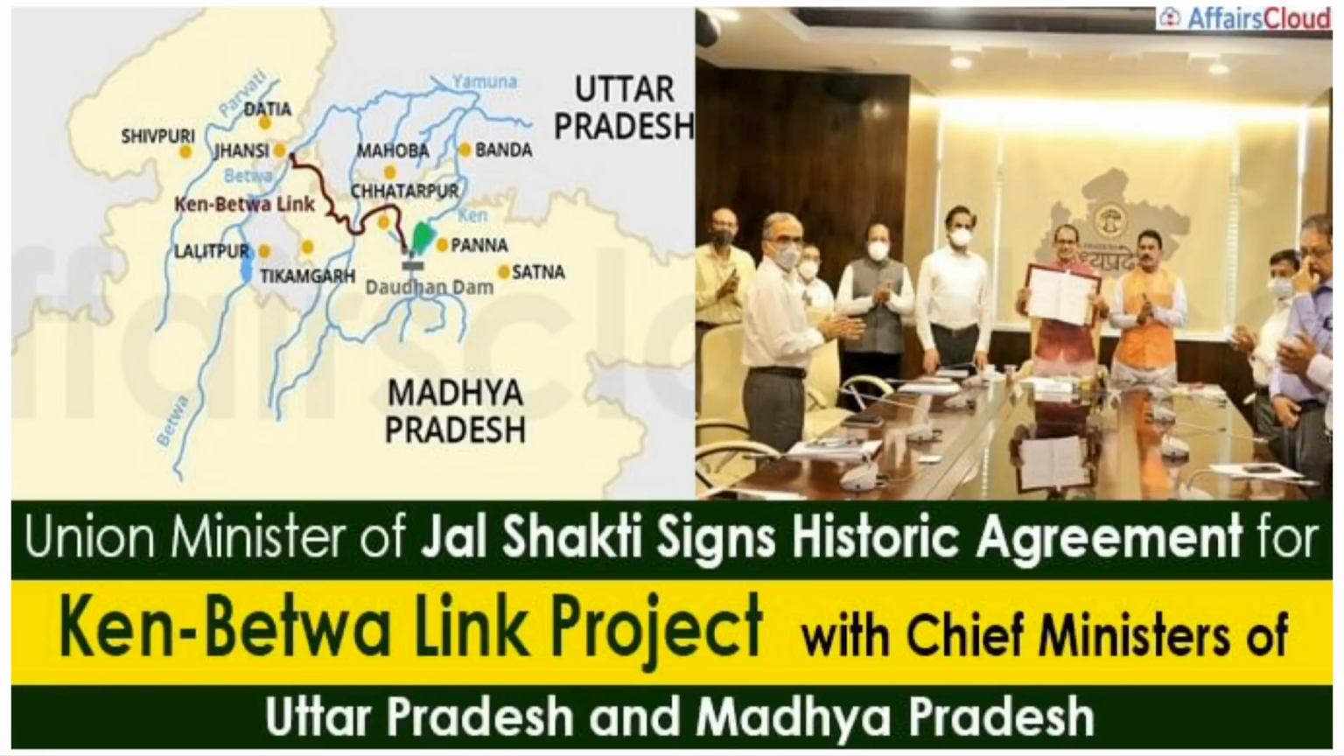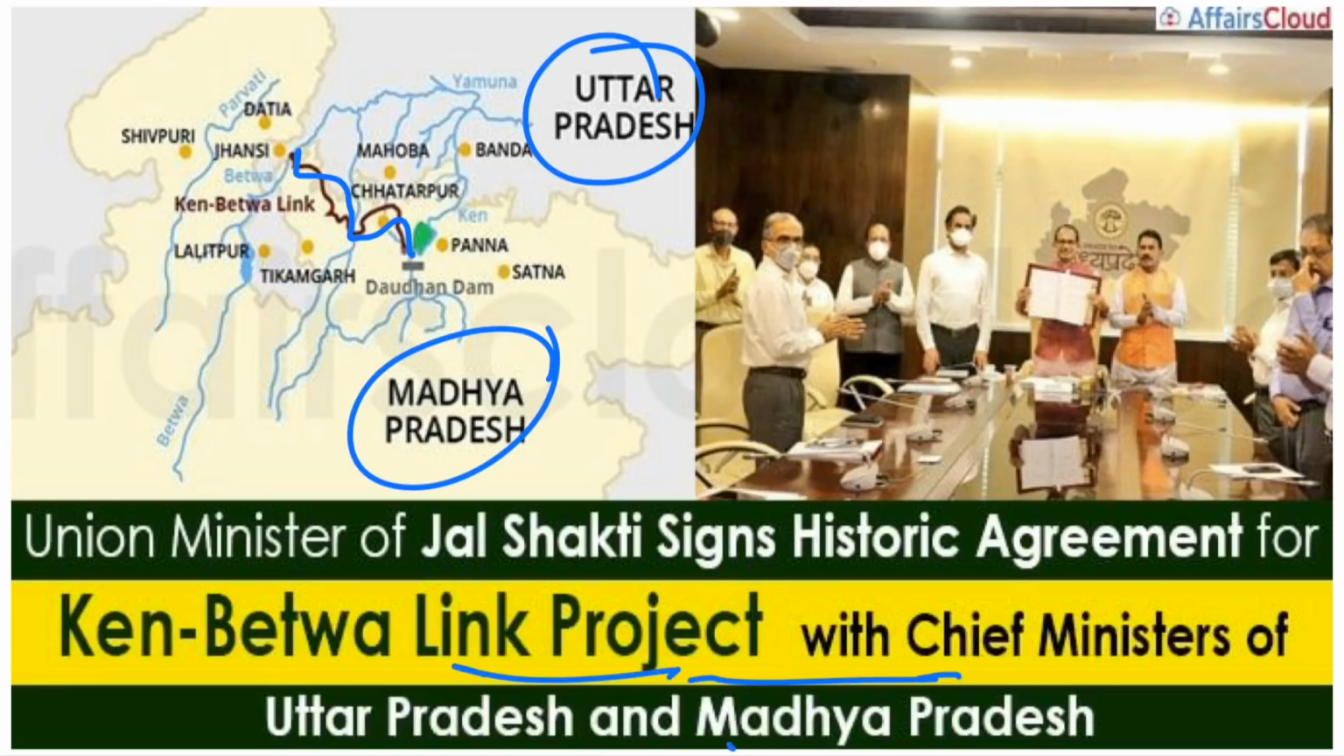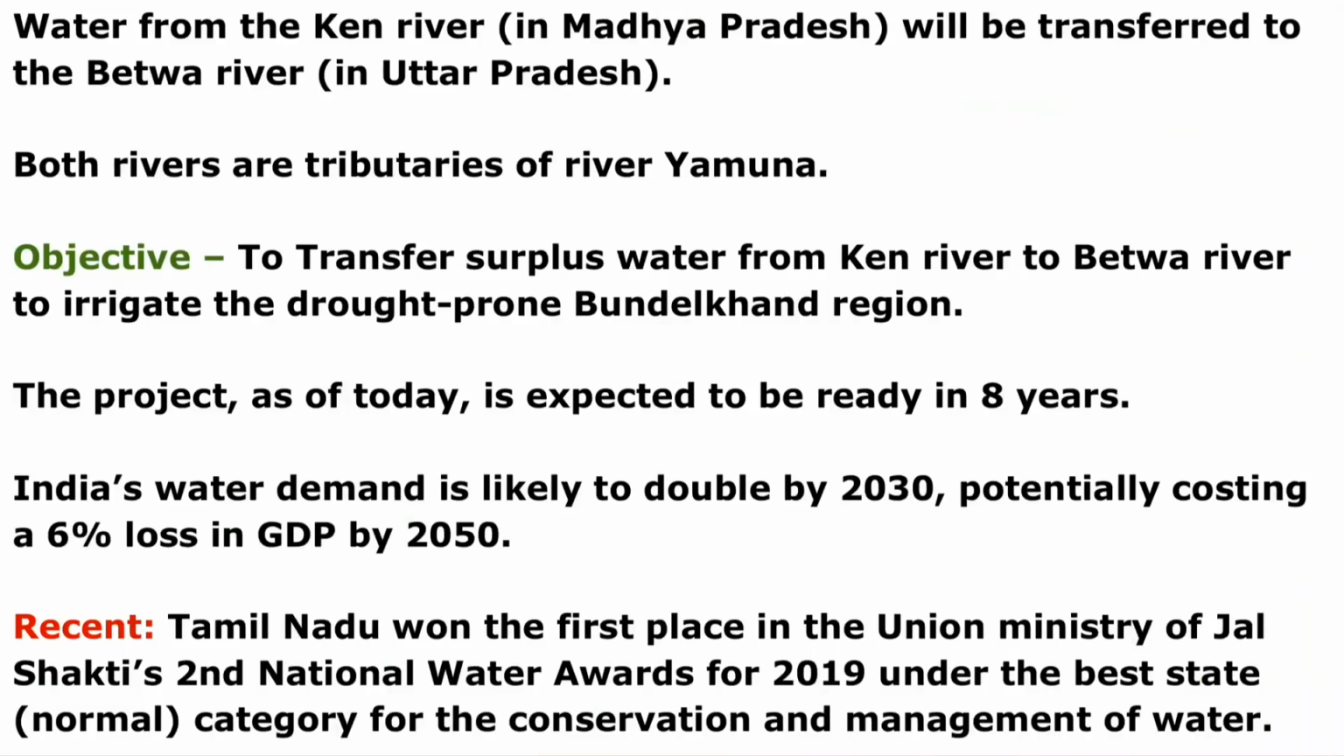And you can see here, this is the Ken-Betwa link project, and it is a project of Madhya Pradesh and Uttar Pradesh. Both the chief ministers jointly launched this project, so you have to remember Uttar Pradesh and Madhya Pradesh. And you can remember, the Madhya Pradesh and Uttar Pradesh governor is only one, Anandiben Patel. The Madhya Pradesh chief minister you can see in the picture, that is Shivraj Chauhan, and the Uttar Pradesh chief minister is Yogi Adityanath.